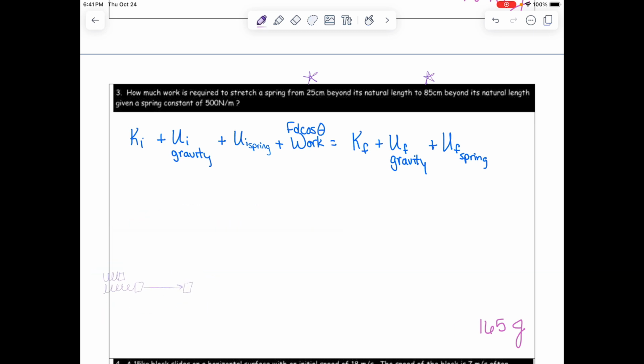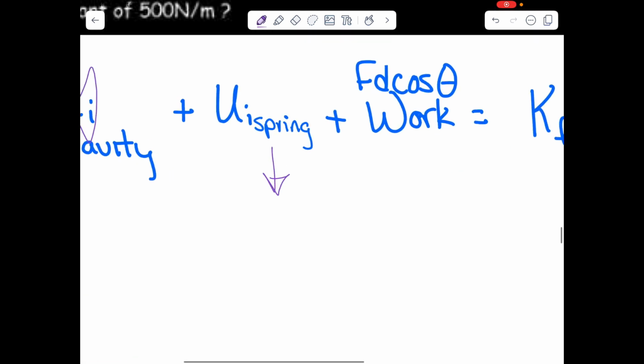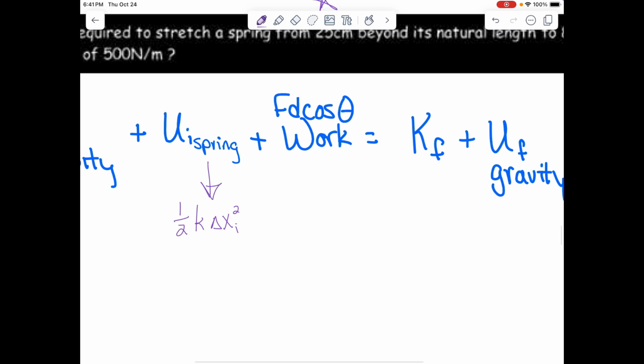Now, there's no velocity at the beginning. It's already there. It's not saying it's in the air, but we definitely have a spring, right? A loaded spring. So it's 1/2 the spring constant, and how far, I'm going to use delta x, how far away it is from its natural resting position, and that's its initial.